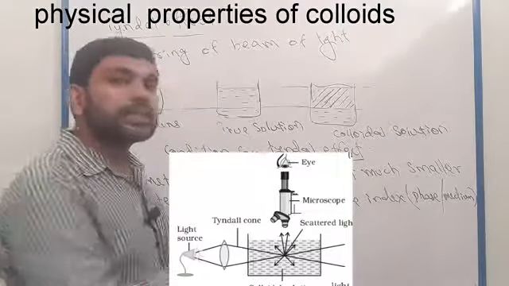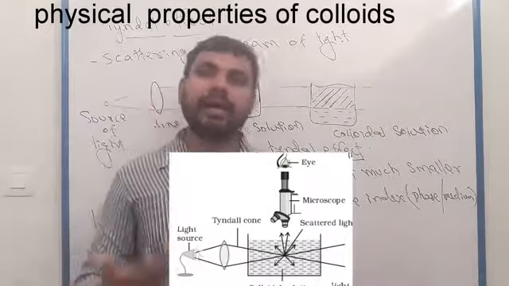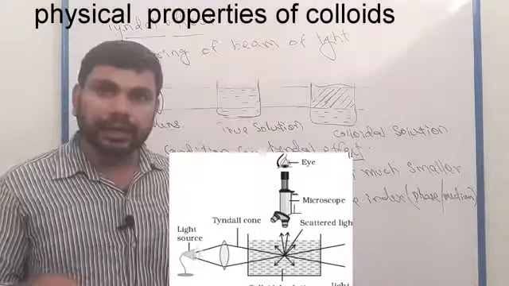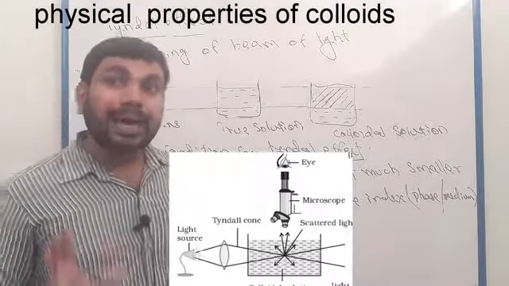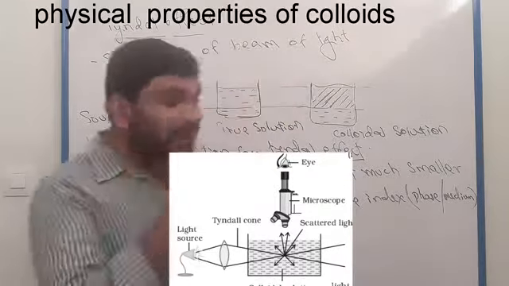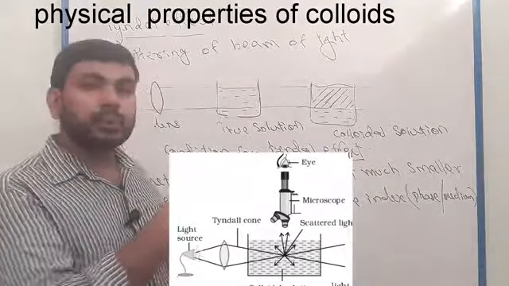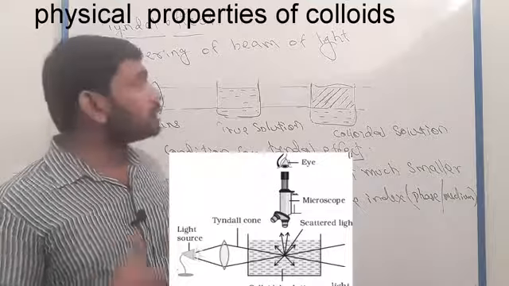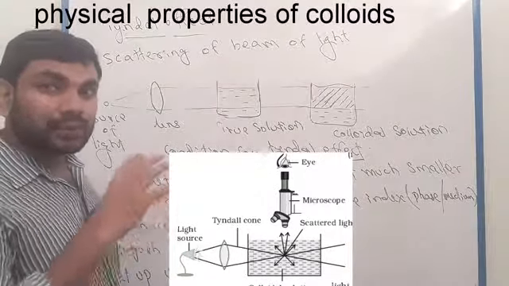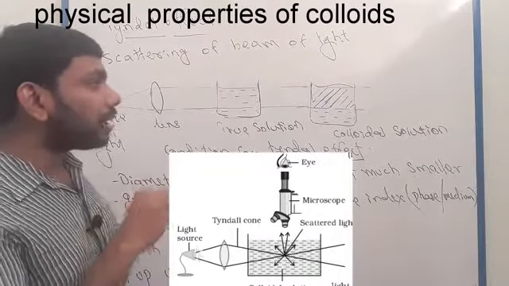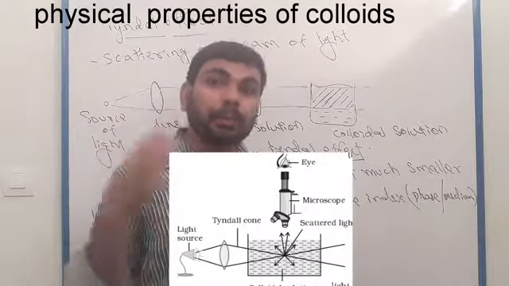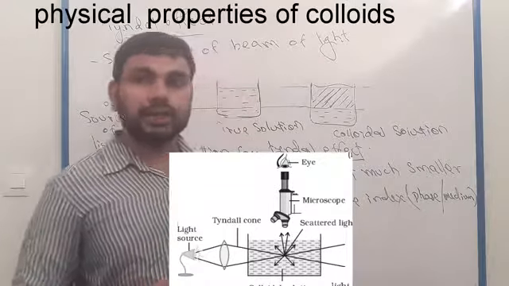But in a colloidal solution, the size of the particles is higher. So scattering happens and the path of light in a colloidal solution is visible. Okay, this process is called the Tyndall effect. So here scattering of light happens after passing a beam of light through a colloidal solution.